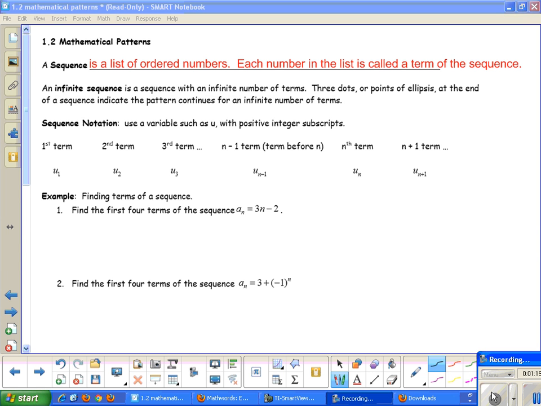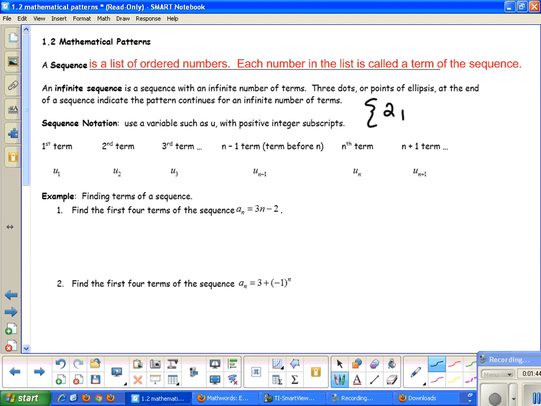Now, let's talk about what a sequence is. A sequence is a list of ordered numbers. Each number in the list is called a term of the sequence. An infinite sequence is a sequence with an infinite number of terms. Three dots, or points of ellipses, at the end of a sequence indicate the pattern continues for an infinite number of terms. So we usually use these braces to help us define a sequence. So let's say I had 2, and maybe 3, 4, 5, and so on. These three dots right here tell me that my sequence is going to continue on forever.